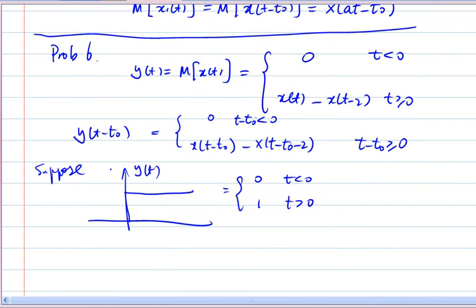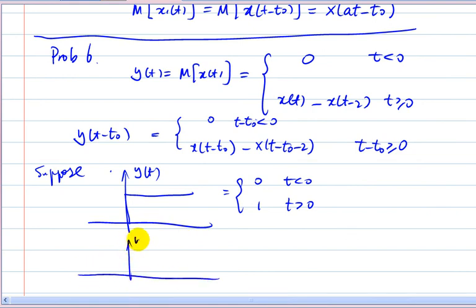Now if I shift this one to the right by 1, you have a graph like this. If I rewrite this graph as a mathematical expression, that means 0 when t minus 1 is less than 0, which is basically when t is less than 1, and 1 when t is greater than 1. You see that? This t here has to be changed to t minus t naught.